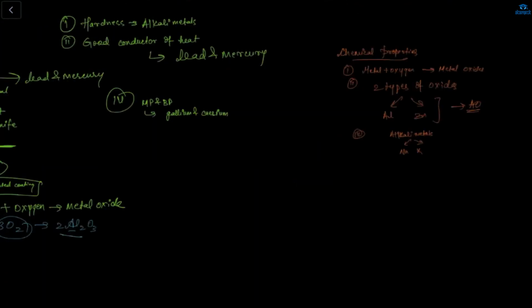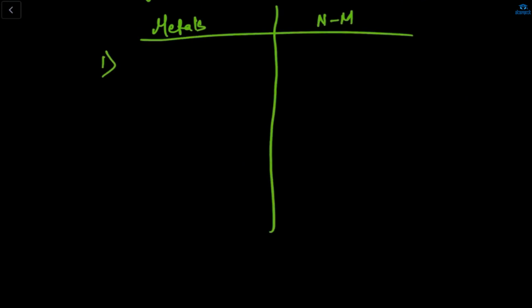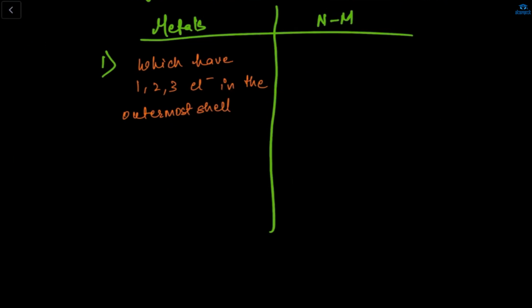Okay, so let's start. First, we will discuss some of the differences between metals and non-metals. Let me write it here. So here are your metals and your non-metals. The main difference between these two is that metals have 1, 2, or 3 electrons in the outermost shell, which is also known as the valence shell, right?